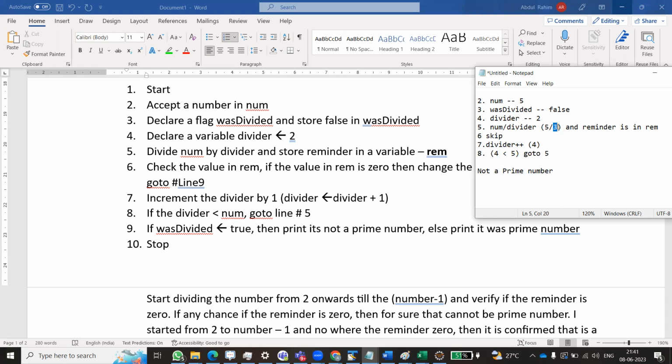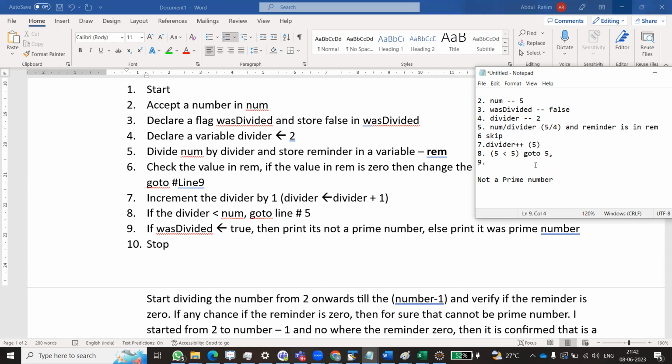Okay. Now the divider is 4. So I will divide by 4 and see the remainder. Is the remainder 0? No, remainder is not 0. Just come here. Now the divider became 5. Is 5 lesser than 5? No, it is equal to 5. So this is false. If this is false, then it will come to the next line, line number 9.